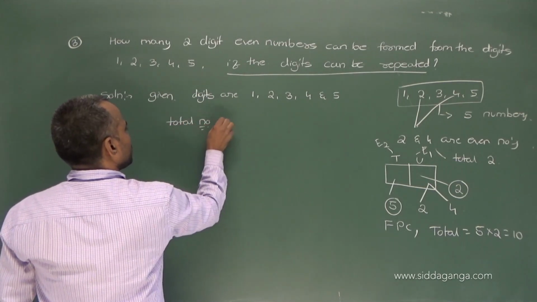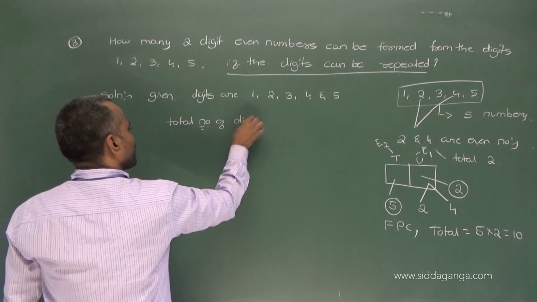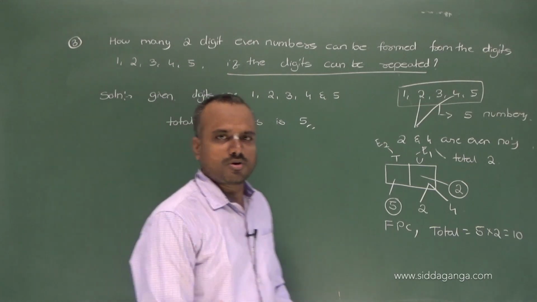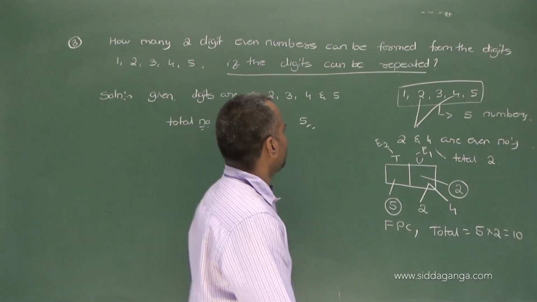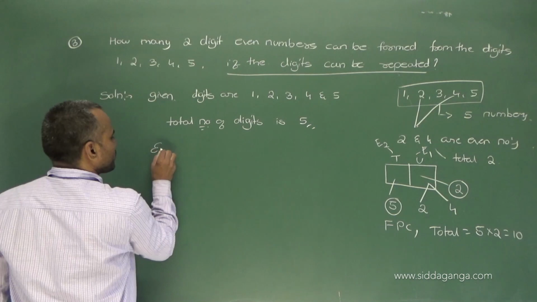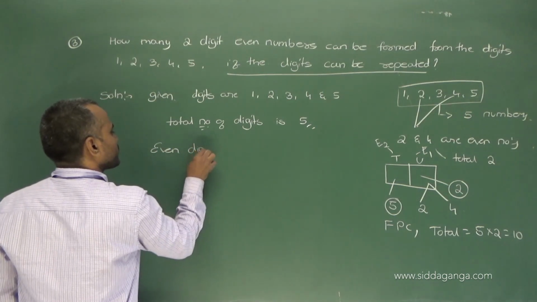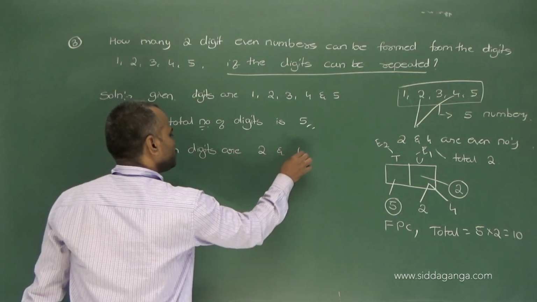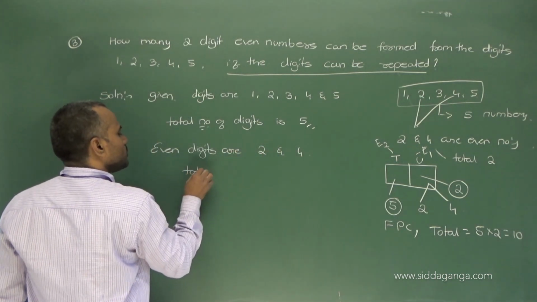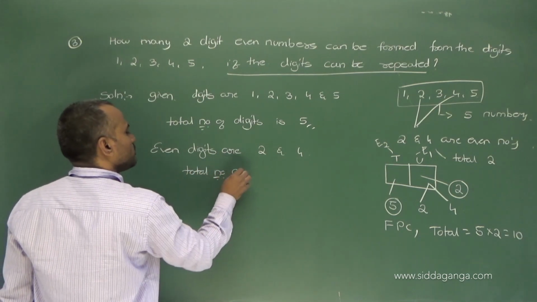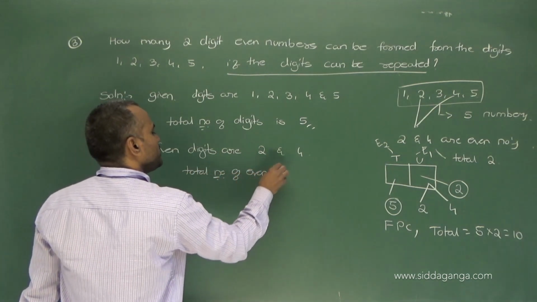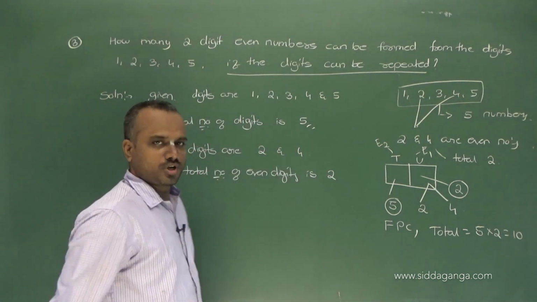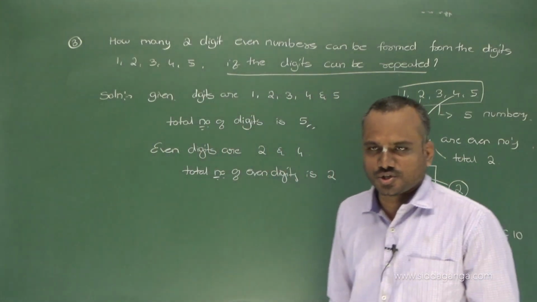Total number of digits is 5, correct? Next, even digits. Even digits are 2 and 4. Total number of even digits is 2.